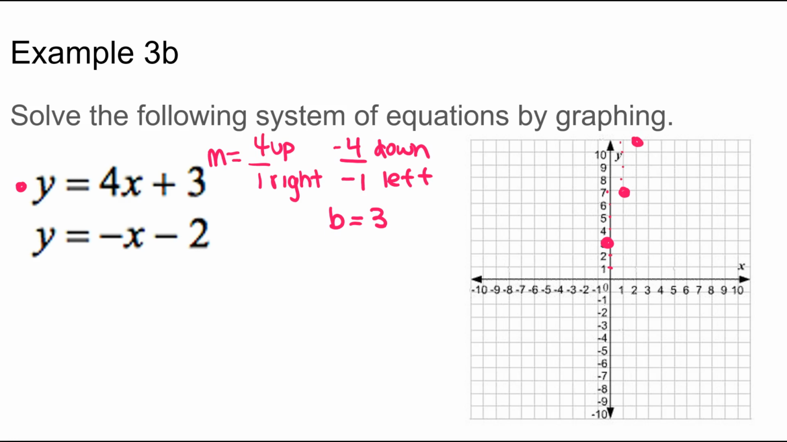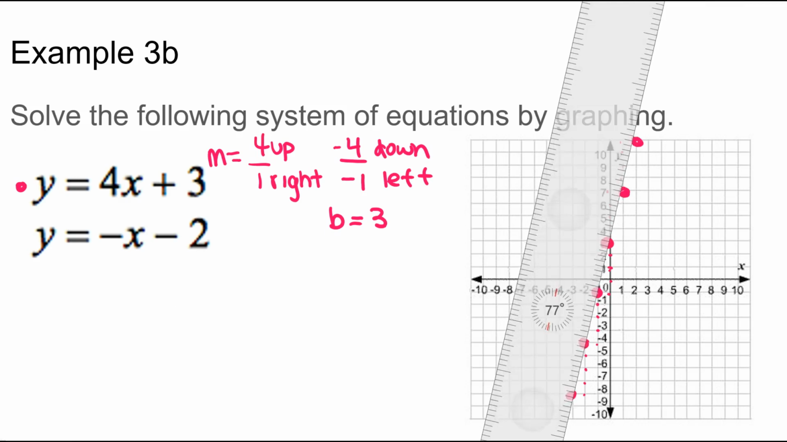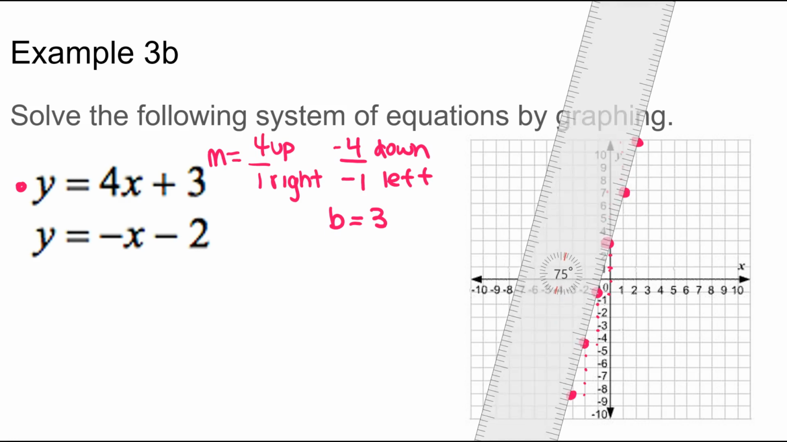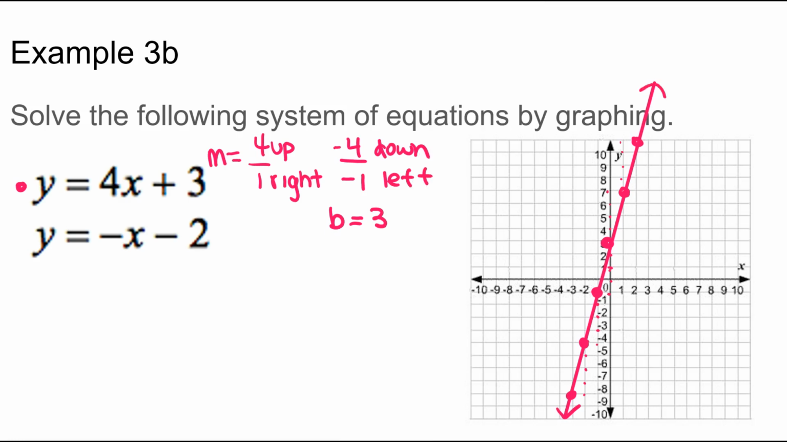Can't go any higher. Down 4 to the left 1, down 4 to the left 1, down 4 to the left 1. Remember, you're going to want to get as many dots as you can so that you can really see the actual answer.